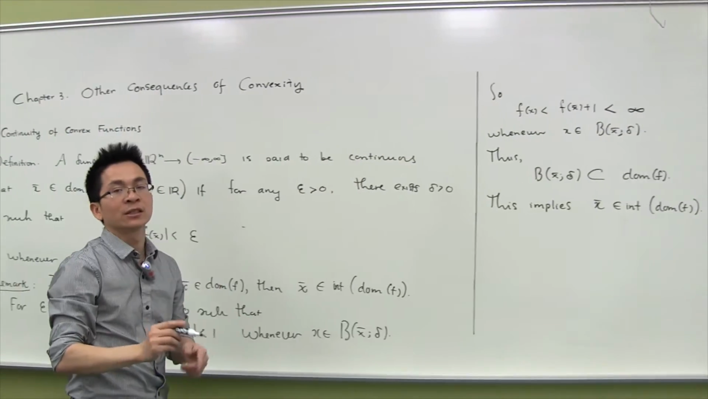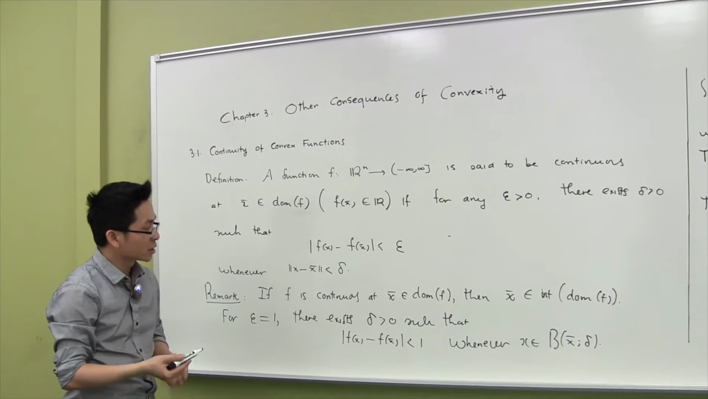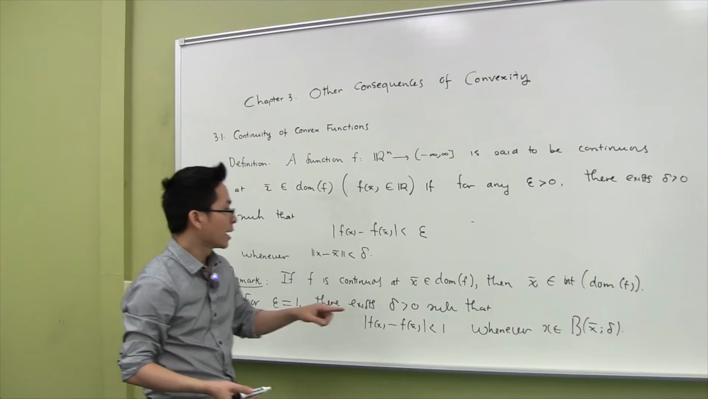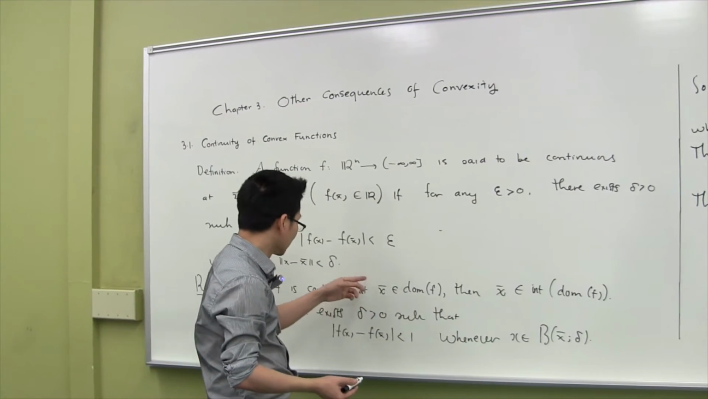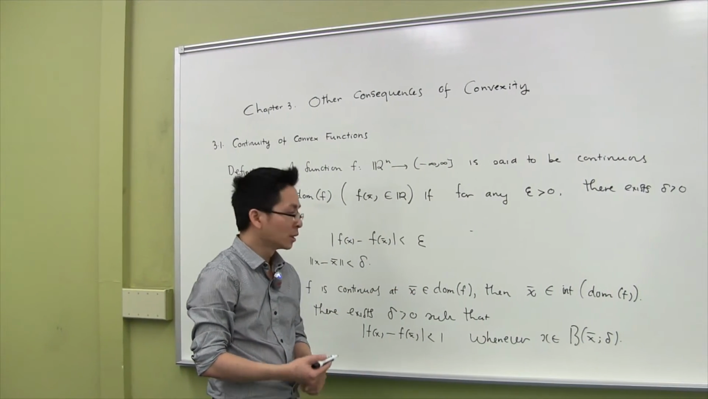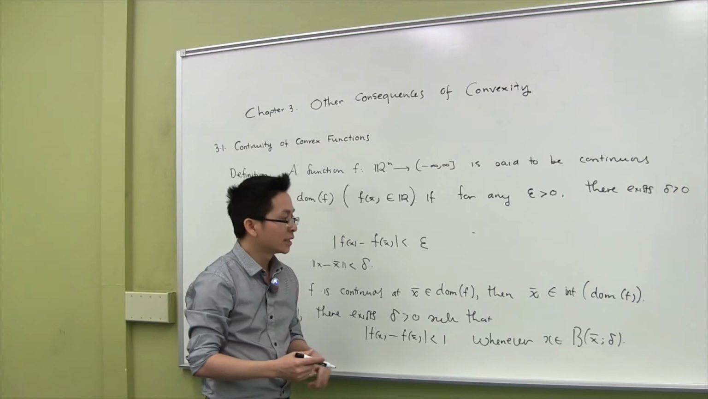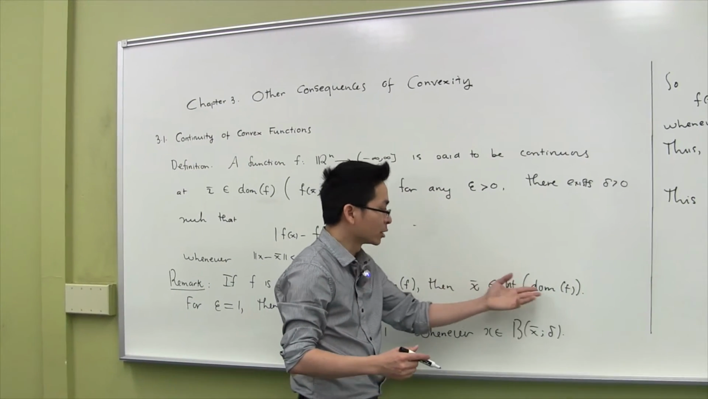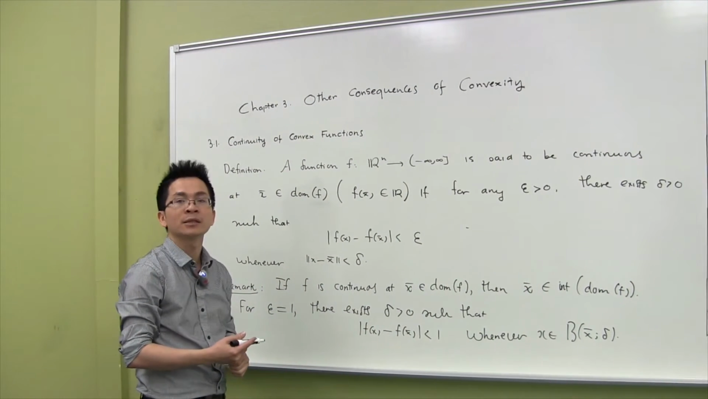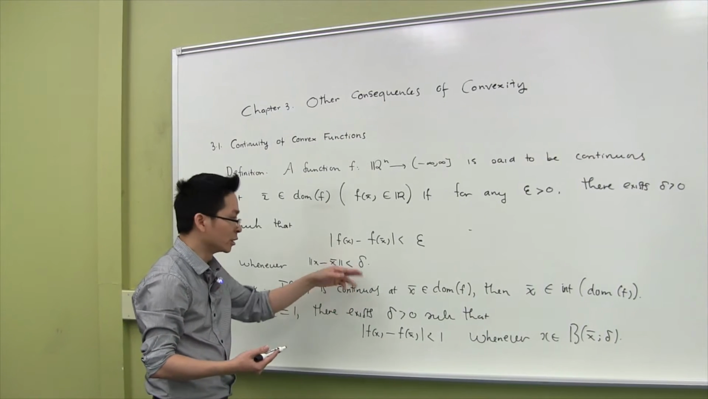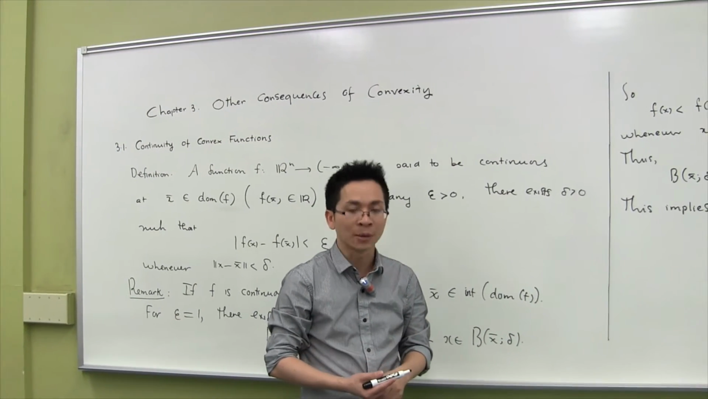Now for convex functions, it is very nice that the converse is true. So I'm going to show that if x bar belongs to the interior of the domain of the function f, then f is continuous at x bar. So the converse of this statement is true, and we can prove more. That is, if x is in the interior of the domain of the function f, then the function is Lipschitz continuous, locally Lipschitz continuous actually, around that point. Okay, so the goal of the next part of the lecture is to prove that statement.